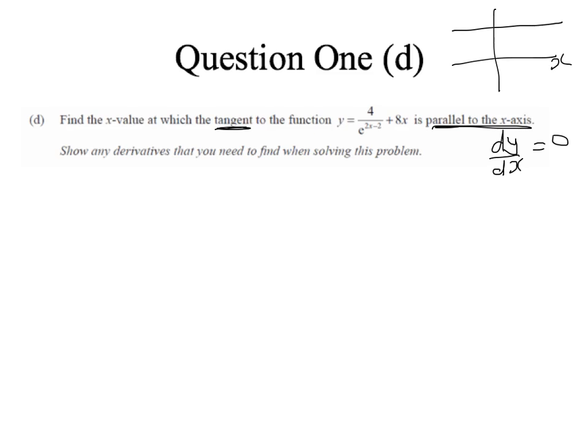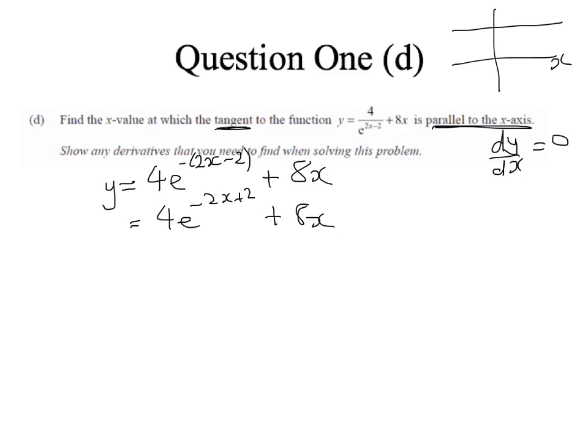So the first thing we want to do is differentiate. We'll start by flipping that function out of being a fraction. So we're going to do this. y equals 4e to the power of negative 2x minus 2 plus 8x. Okay, we might as well just leave it like that. Or if it makes you feel better, we could do this: 4e to the negative (2x plus 2) plus 8x.